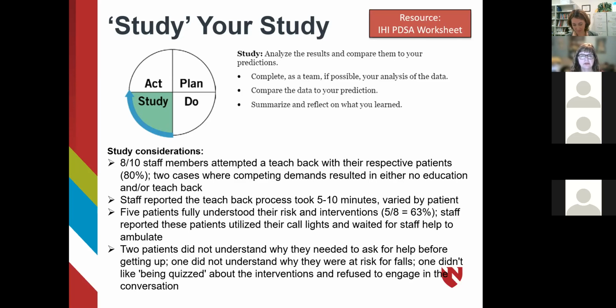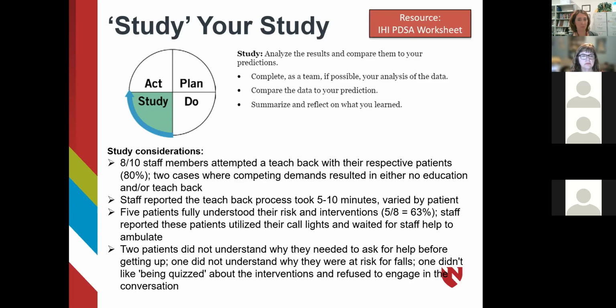Then the 2 cases where it didn't happen, staff reported some competing demands where there was either no education or no opportunity to deliver a teach back. Staff felt like the teach back process took about 5 to 10 minutes, but that varied by patient. 5 of the patients fully understood their risk and their interventions, so about 63%, which wasn't quite at the goal of 75%, but it was certainly better than the initial percent of 50%. And staff reported that these patients actually utilized their call aids and waited for staff help to ambulate. So they felt like the education that they provided through the teach back process was worth it.